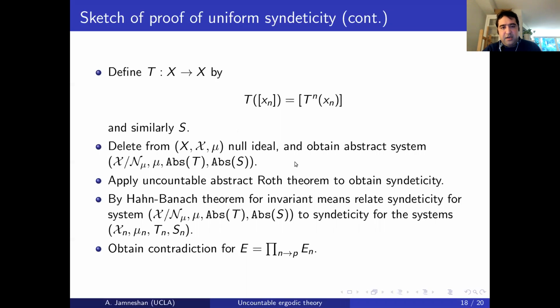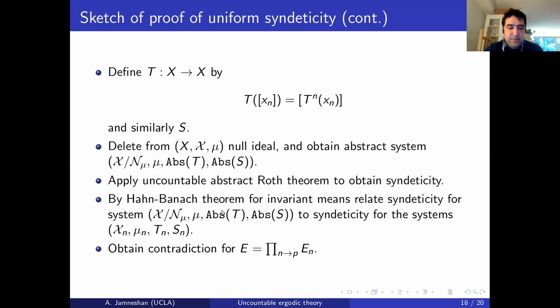So now we have a system, and we can delete null sets from that system to obtain an abstract system. Now we can apply our uncountable Ross theorem, and the uncountable Ross theorem would tell us that the set of return times for that loop system must be synthetic.